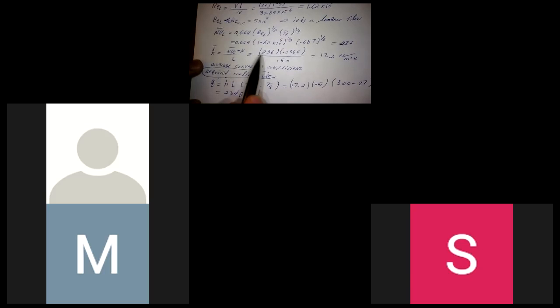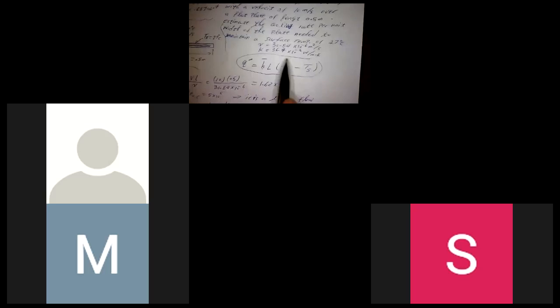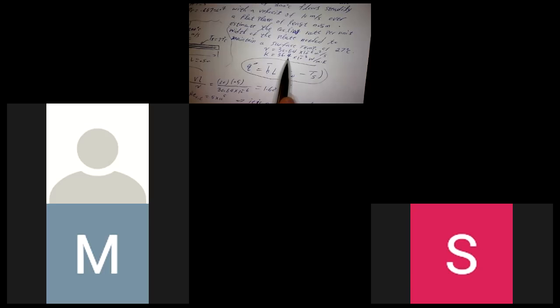236. It's dimensionless. Then the average convective heat transfer coefficient is the average Nusselt number times thermal conductivity over length. So the Nusselt number we calculated is 236, times the thermal conductivity, which we got from the table: 36.4 times 10 to the negative 3 watts per meter Kelvin. Or we can write it in decimal instead of scientific notation, which is when you have a 10 to the power.